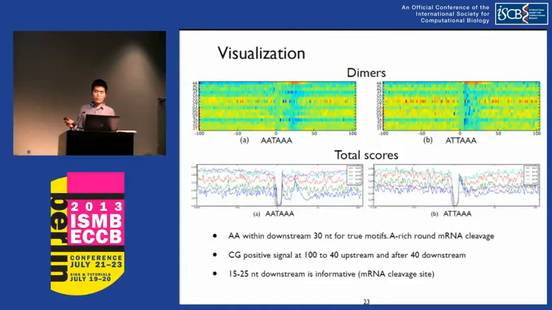And here are some visualization results. On the top band are the scores for the dimers. Here, the red color indicates high and positive scores, and the blue color indicates low and negative scores. We can see the dimer AA is a strong positive signal at around up to 30 nucleotides downstream, which happens to be the messenger RNA cleavage site, which is about 15 to 25 nucleotides downstream.